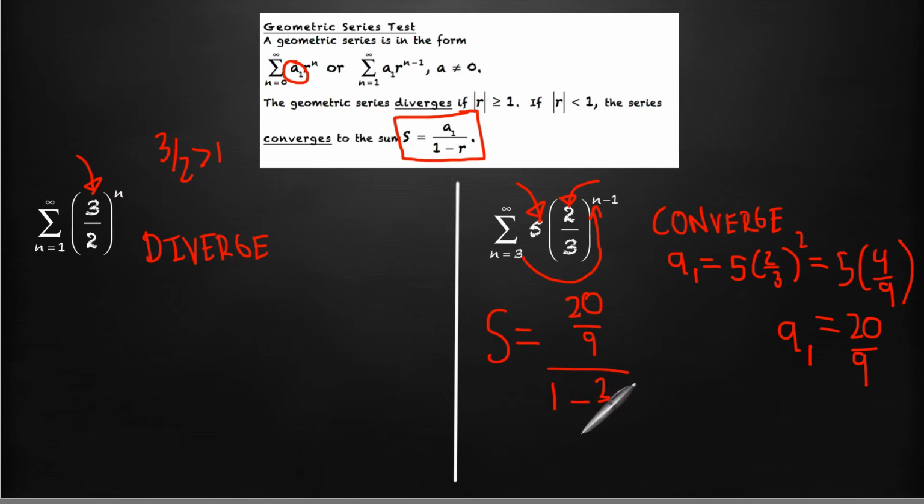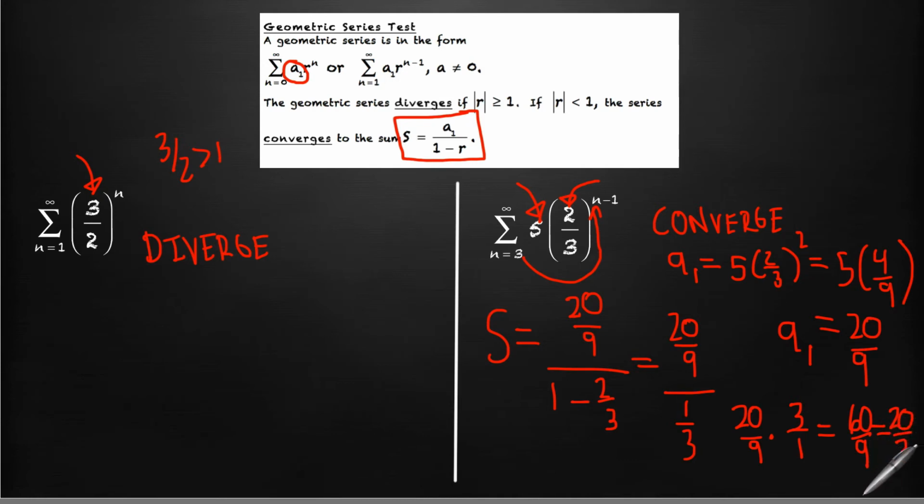And r is 2/3. So we end up with 20 over 9 divided by, well, 1 minus 2/3 is simply 1/3. So we're going to have 20 over 9 times 3 over 1. That's just going to give us 60 over 9, and we can divide both of those by 3. So that's going to be 20 over 3, and that's going to be the sum that it converges to.